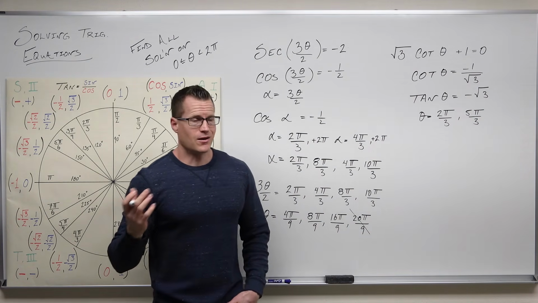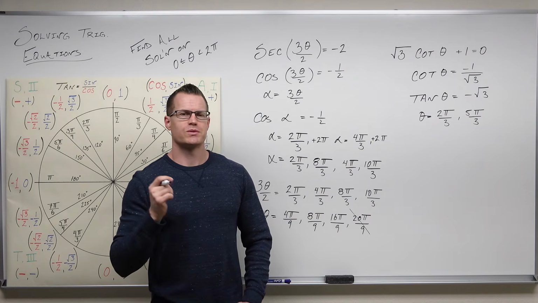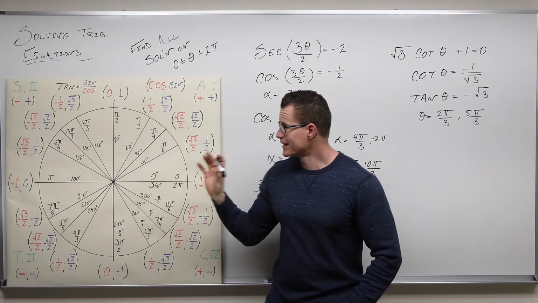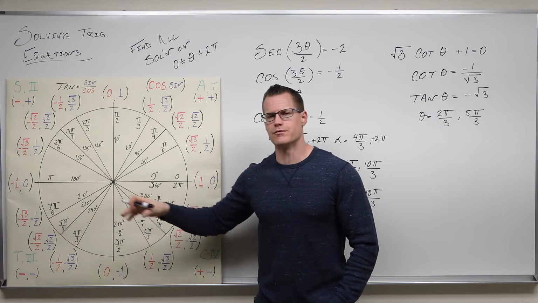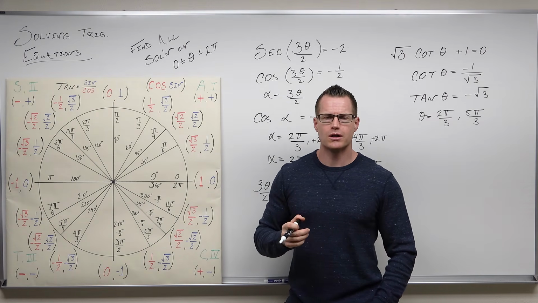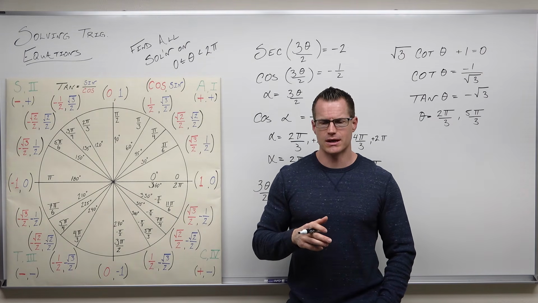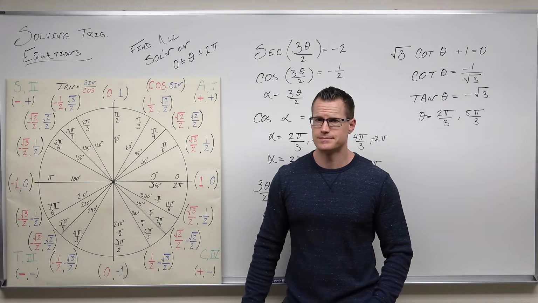There's no manipulating our angle here. These are all the solutions between 0 and 2 pi because we found it. We literally looked at the unit circle and found all of them. So I hope this is making sense to you. We're going to come back to a few more. We'll eventually start getting into something that we have to use identities for.